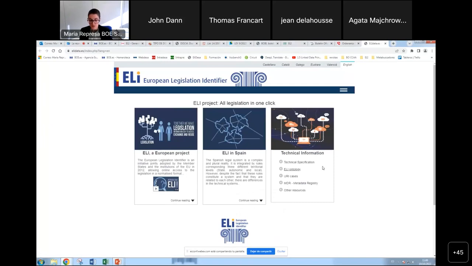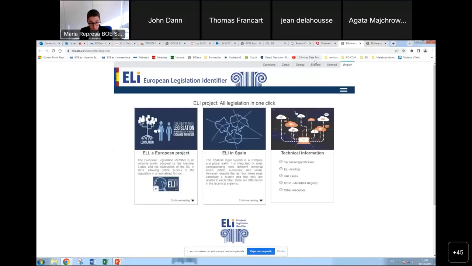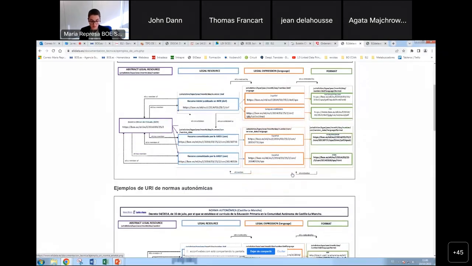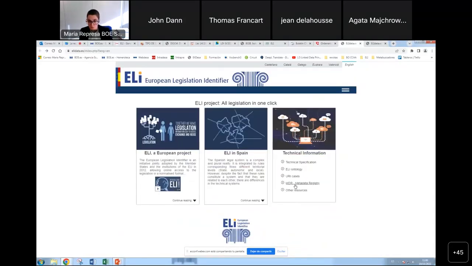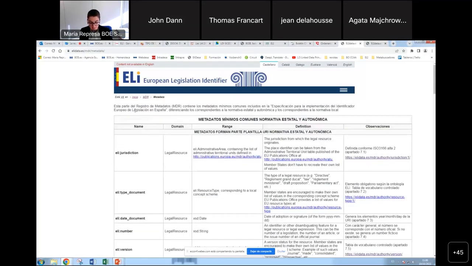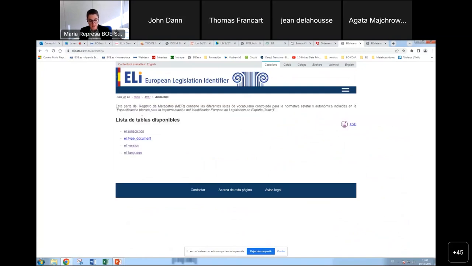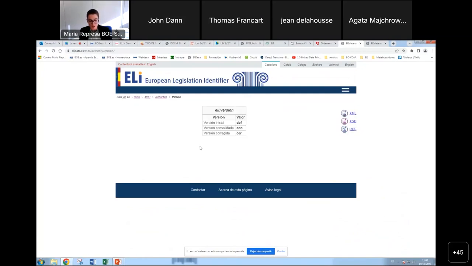If you want to delve into the technical specification, you can find here the full text. And here is the conceptual model for some special cases. On this other side, you can consult the metadata that we have set as a minimum with their definitions and requirements. And in this other, you have the possibility to download our national authority tables in XML and RDF format.